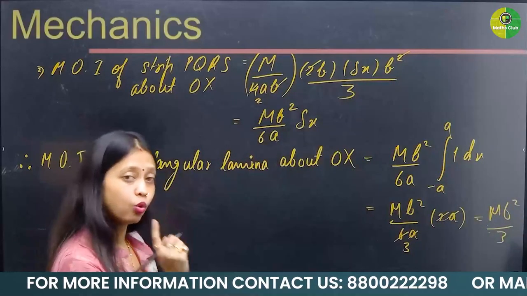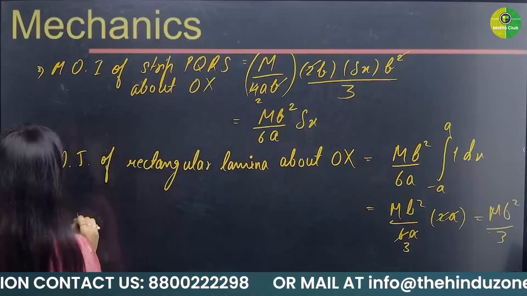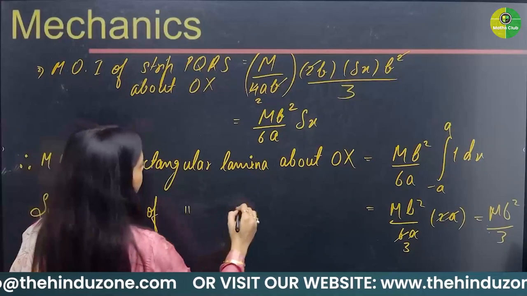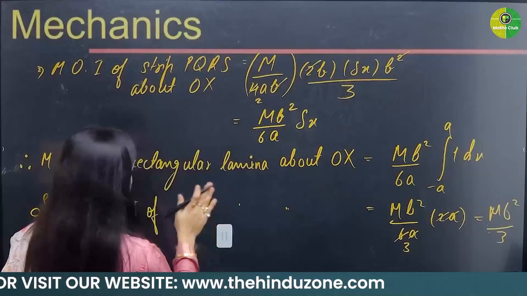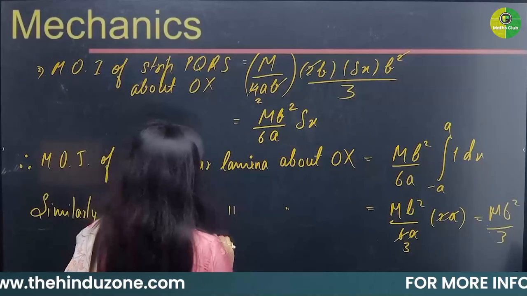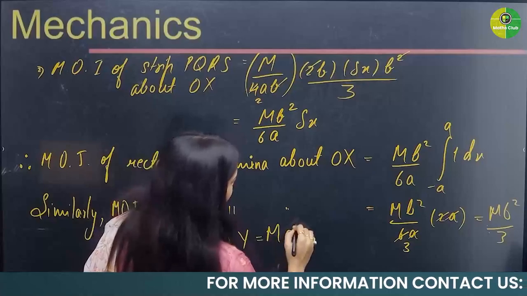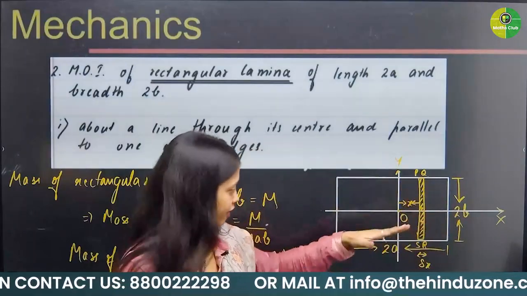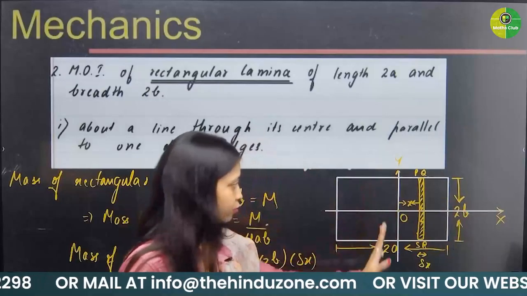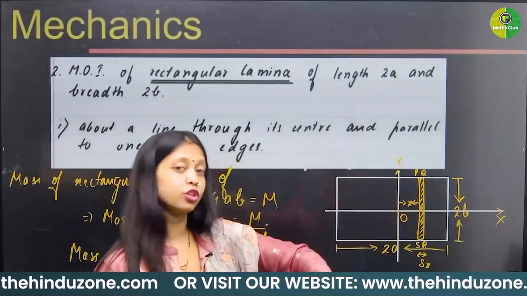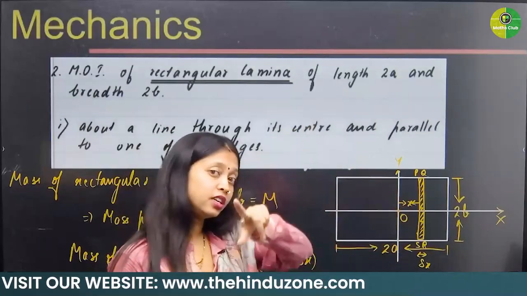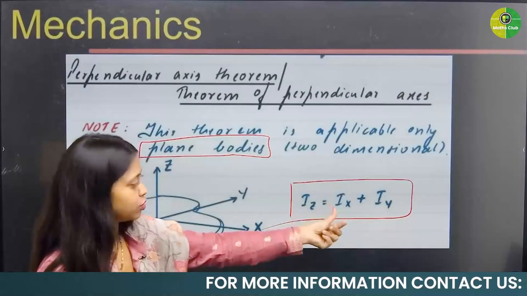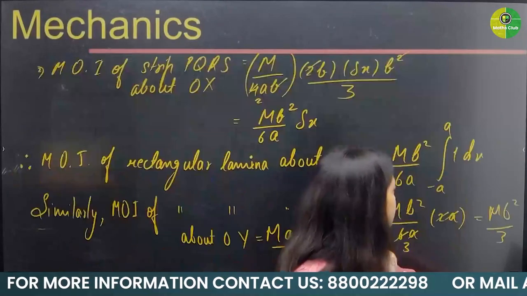Similarly, this is with respect to OX. Similarly, the moment of inertia of the rectangular lamina about OY is equal to Ma square by 3. So this is a plane body. We have calculated the moment of inertia with respect to X and with respect to Y. Now I can calculate very easily the moment of inertia with respect to Z, a plane body considered in 3D. For that, we'll apply the perpendicular axis theorem, which says Iz is equal to Ix plus Iy, and that is your second part, which is this.